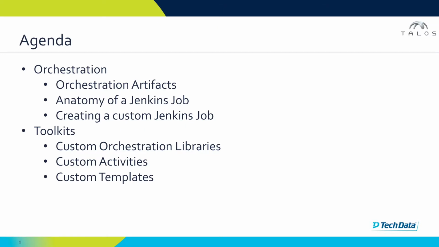There's a couple of different ways you can customize Talos. We're going to be talking about orchestration, how you can customize orchestration artifacts, how a Jenkins job breaks down, what the anatomy of it is, and how you go about creating a custom Jenkins job. And then we're going to look at toolkits, and we're going to look at creating custom orchestration libraries, custom activities, and custom templates.